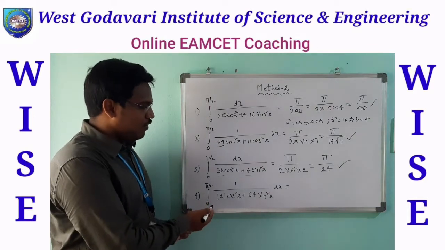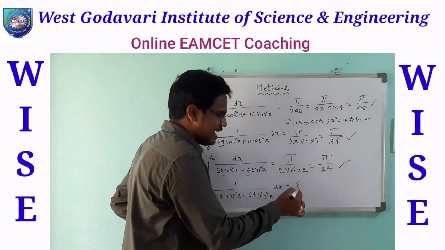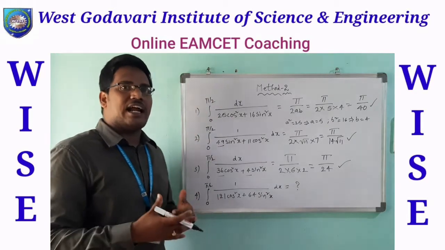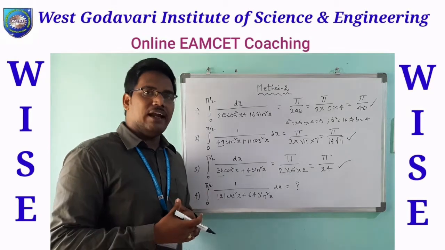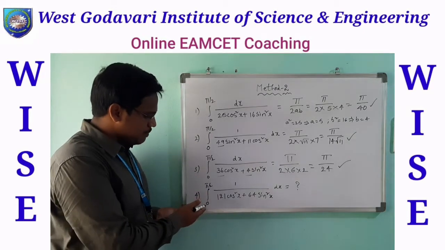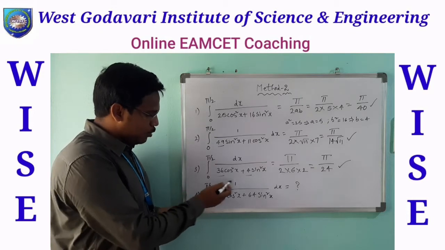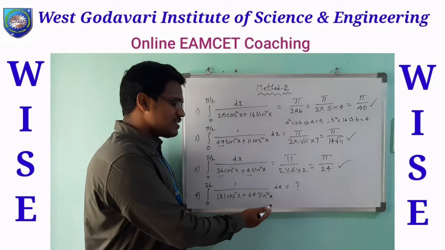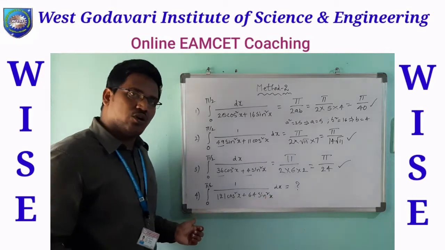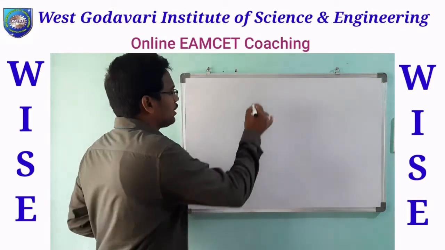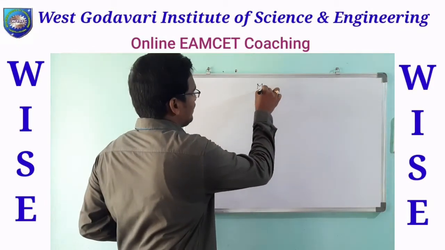So this is for your practice. Do practice at your home and mention the answer in the comment box. Now see another shortcut method regarding the definite integral. The fourth problem is the integral from 0 to π/2 of 1/(121cos²x + 64sin²x) dx. So mention your answer in the comment box. Now see another shortcut method, that is method 3.